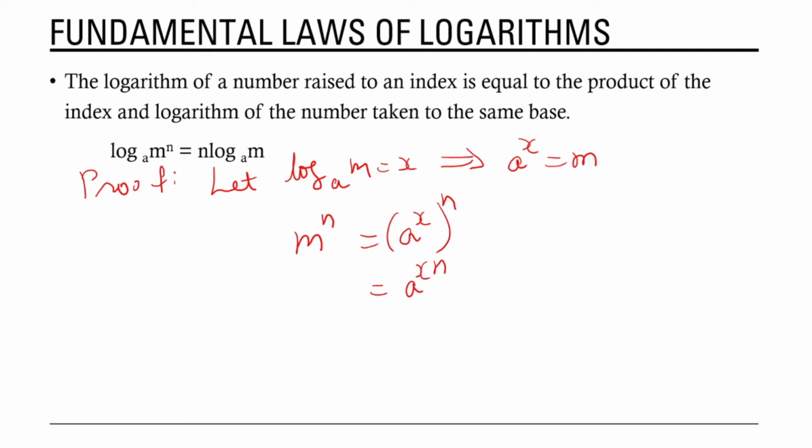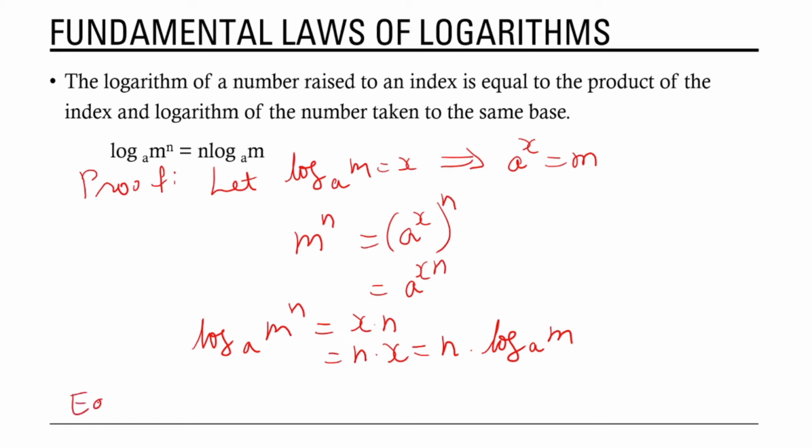So, by definition of logarithm, we have log m raised to n to the base a is equal to x to n, or I am writing it as n into x. This is equal to n into x, which is nothing but n log m. So, I have got log m raised to n to the base a is equal to n into log m to the base a.